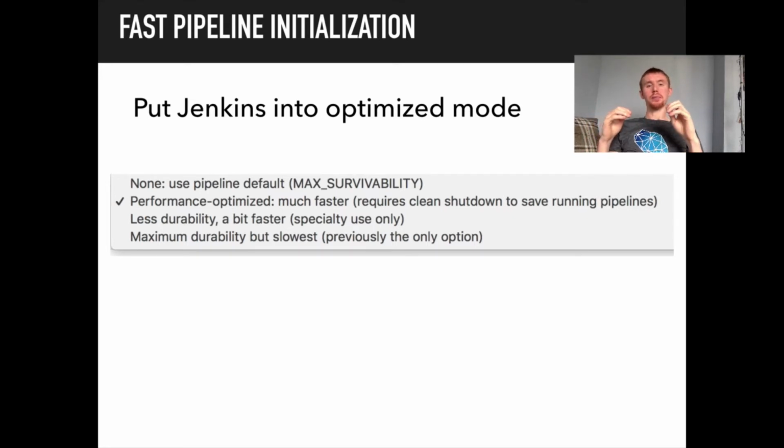Now, by default, it's max survivability, and that's more suitable when you have masters or multi-masters involved. But I would say about 90% of all companies using Jenkins do not need this, and therefore you can actually enable performance optimized mode. So Google search for this, find the setting, and switch it.